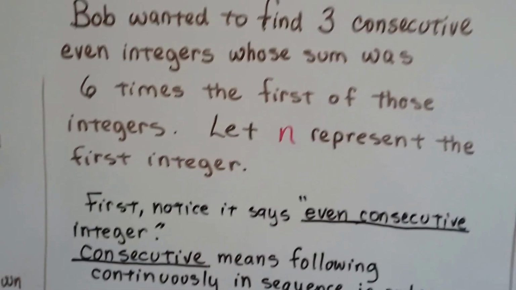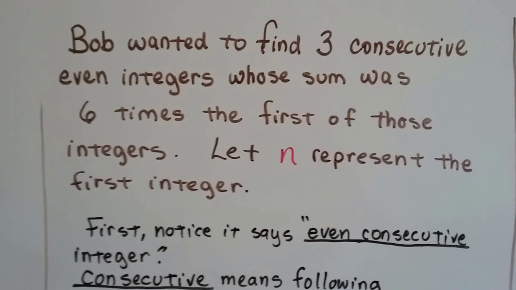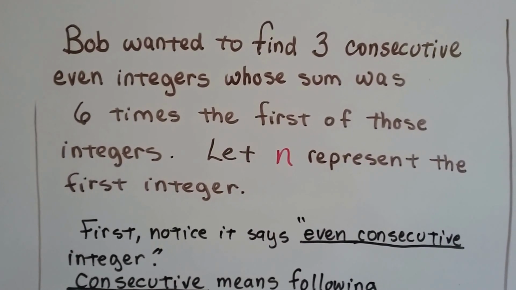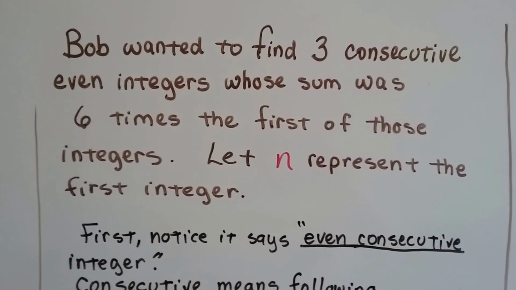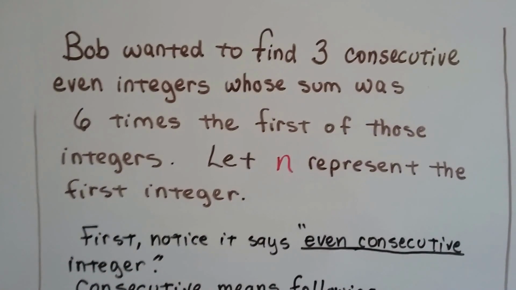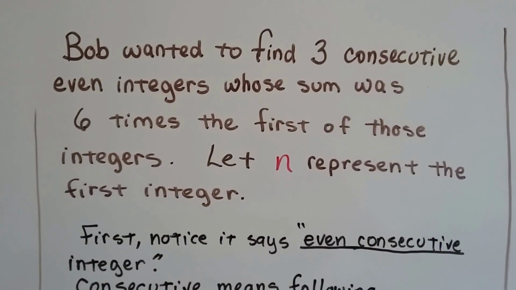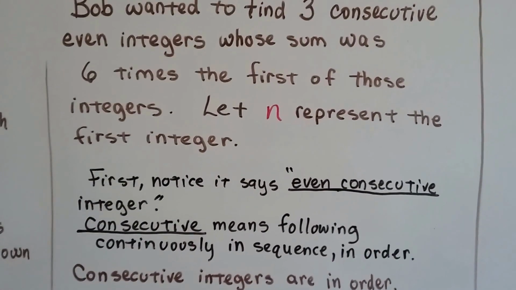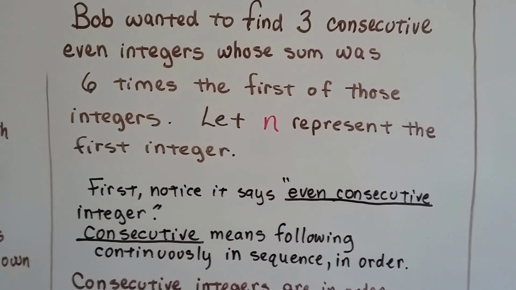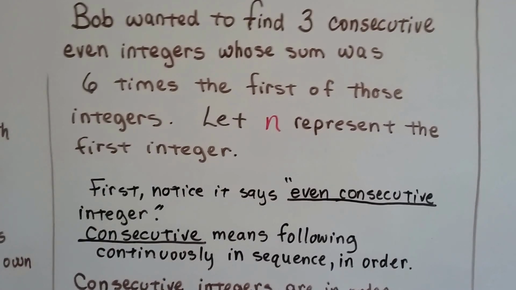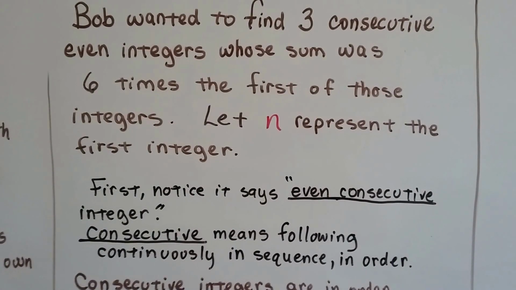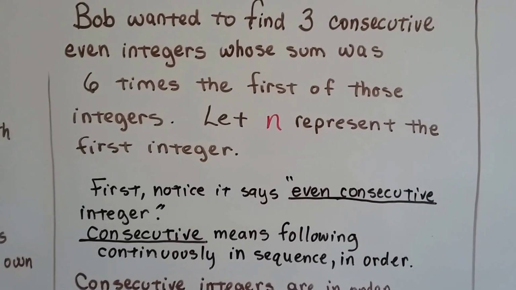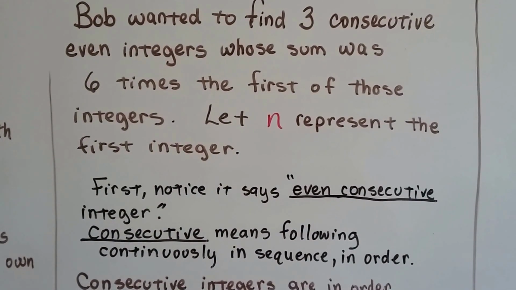So Bob wanted to find 3 consecutive even integers whose sum was 6 times the first of those integers. Let n represent the first integer. And I know this sounds confusing, but follow along. This will get easier. So the first thing we notice is it says even consecutive integers. Well, consecutive means following continuously in sequence, in order. So that means they're integers that are in order.